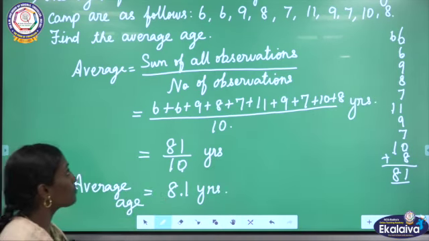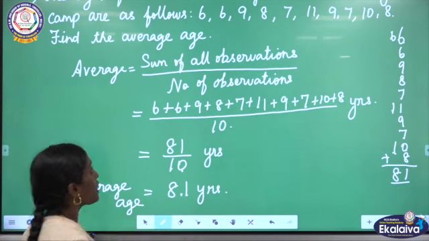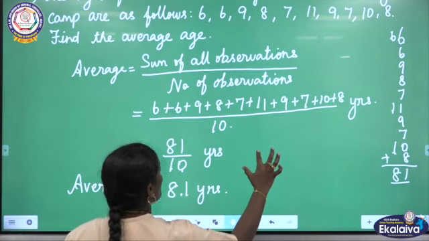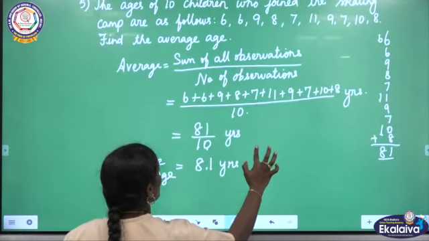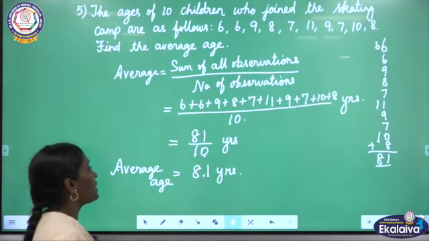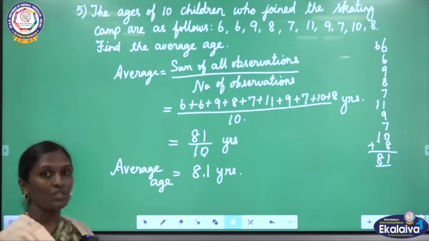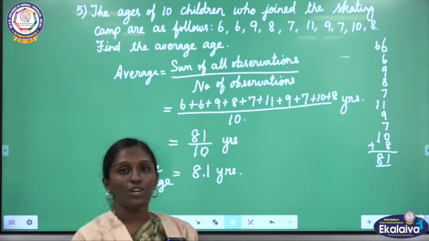Is it clear, children? By using the formula, average is equal to sum of all observations divided by number of observations, we are finding the average age of 10 students. Is it clear? Hope you all understand.